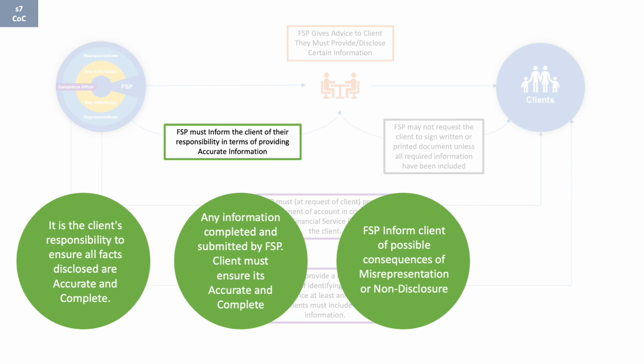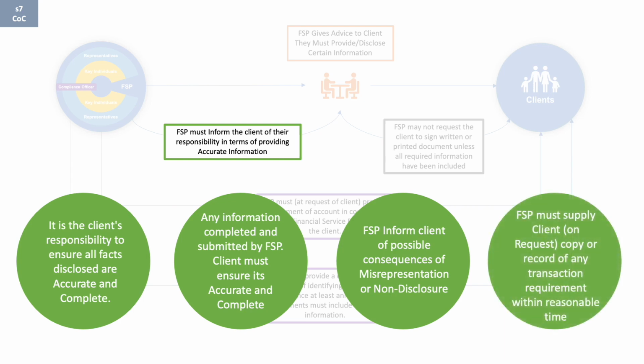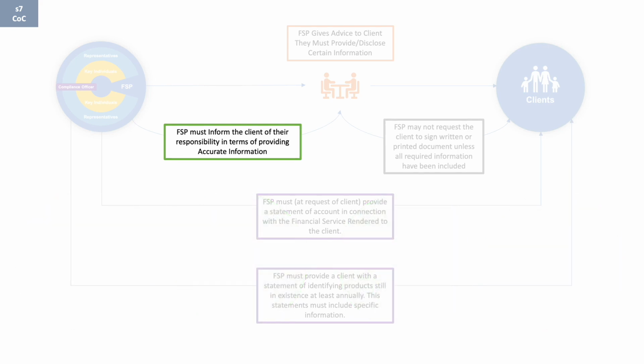Simply put, the results of giving incorrect and incomplete information. The FSP must supply the client, on request, a copy or record of any transaction requirements within reasonable time. So we have seen that the client needs to ensure that they provide the FSP with accurate information and that any information that is used by the FSP is accurate, because any misrepresentation or non-disclosure could have an adverse effect on the advice given and/or provided.